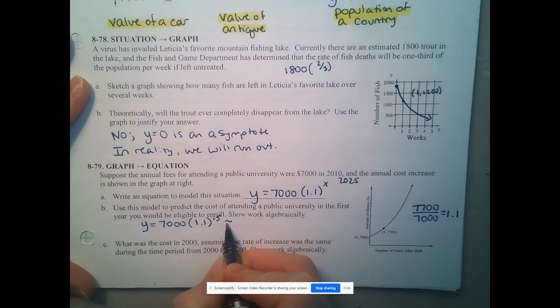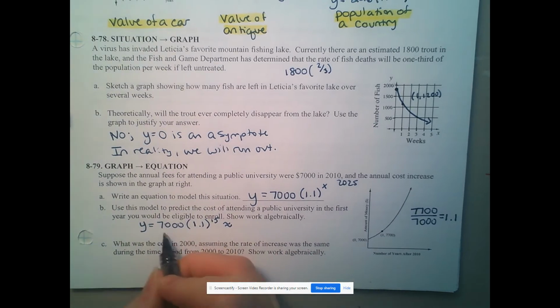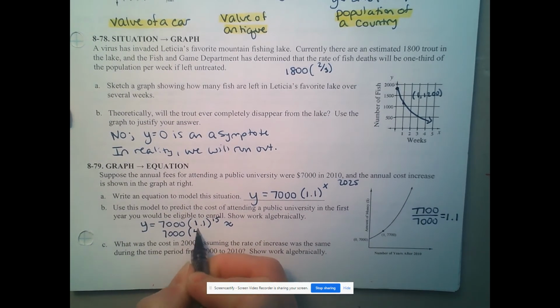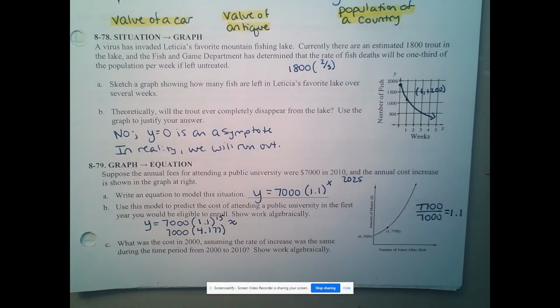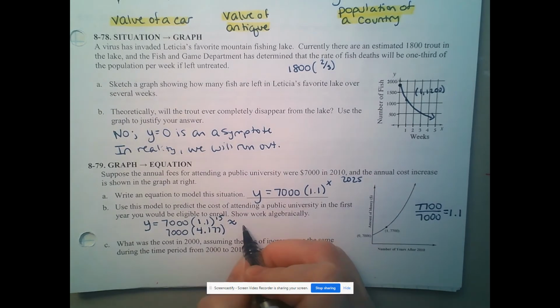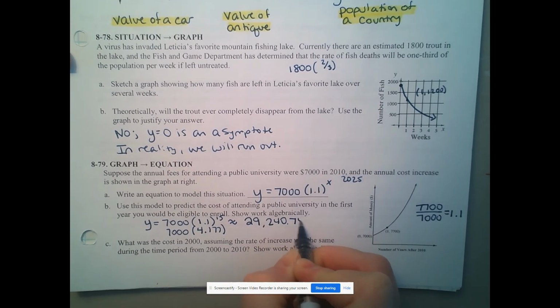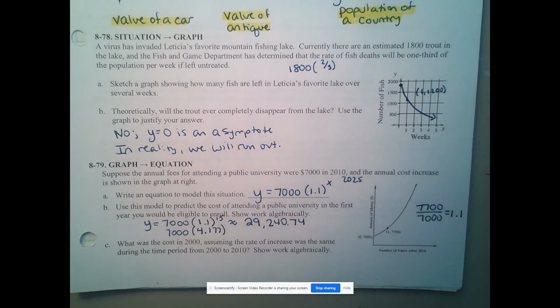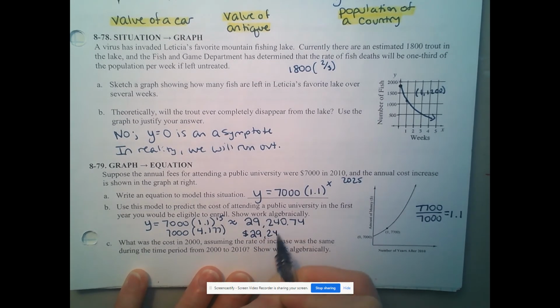And we would say that's approximately, no one is going to ask you to do this in your head, 1.1 to the 15th is 7,000 times 4.177. And it goes on. I'm actually going to leave it on my calculator screen to multiply by the 7,000 so I get a more accurate answer. Approximately $29,240.74. And I did have to round to the penny. And so that's going to be a dollar amount.